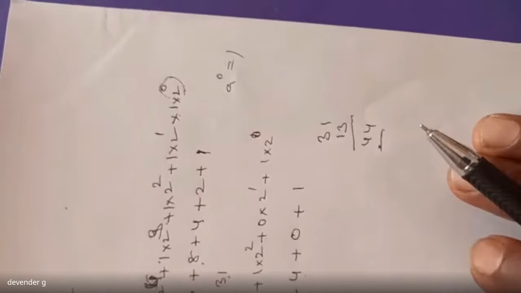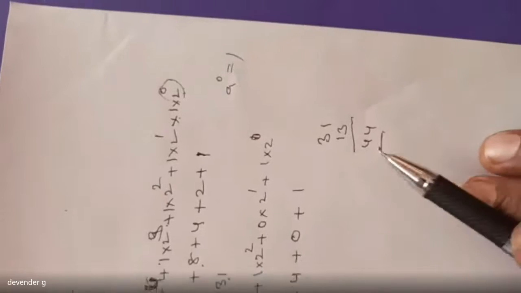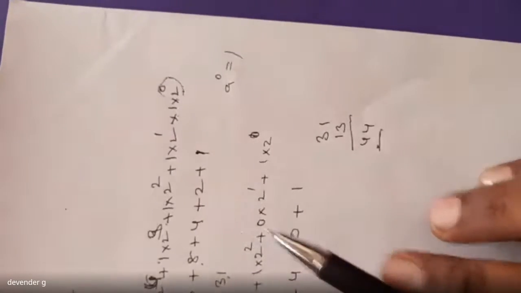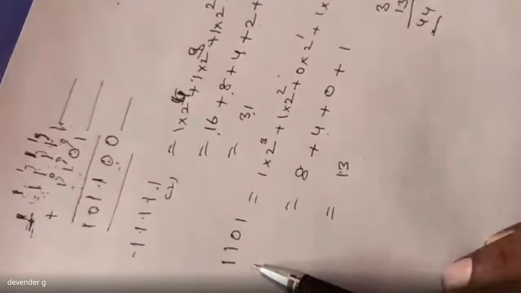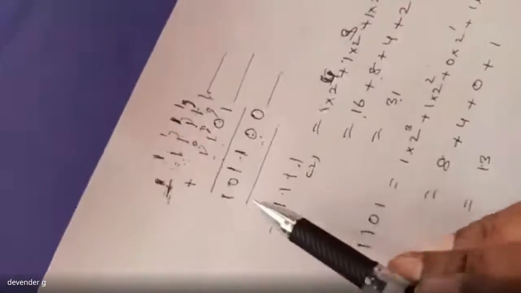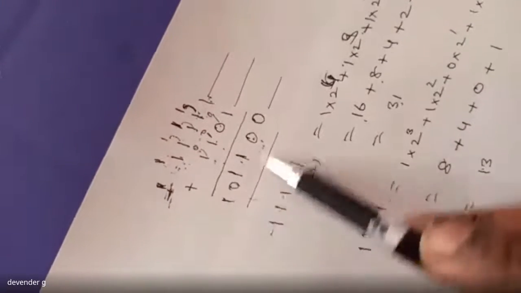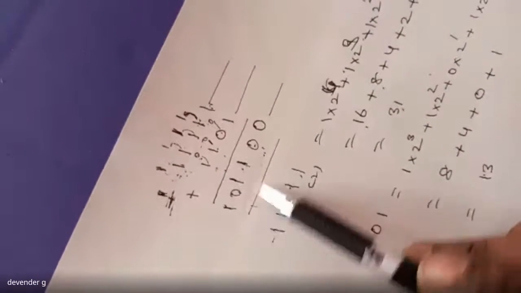Now I got this one, 13, and 31 I got, and I got this one 13. So both if you add, I got 44. Now I am doing this one, I got 31. I did this one, I got 13. Then adding both, I got 44. Now I'll cross verify with this number, whether this is 44 or not. We'll check it.